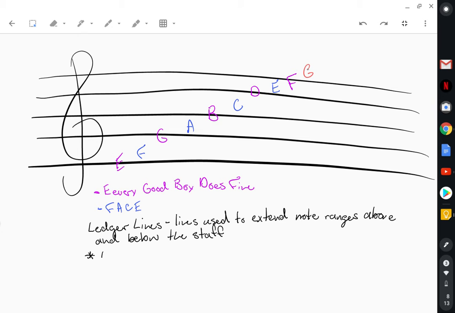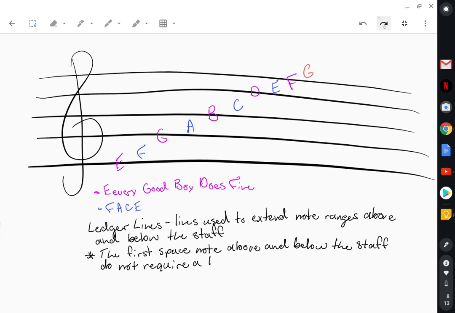So if we take a look up here, this is the first note that we have moved up above the staff, and it comes right after F. As we remember, we go from line to line to space, etc. So if our last note F up here is a line note, then G is considered a space note. One thing that's really important to note is that the first space note above and below the staff do not actually require a ledger line.